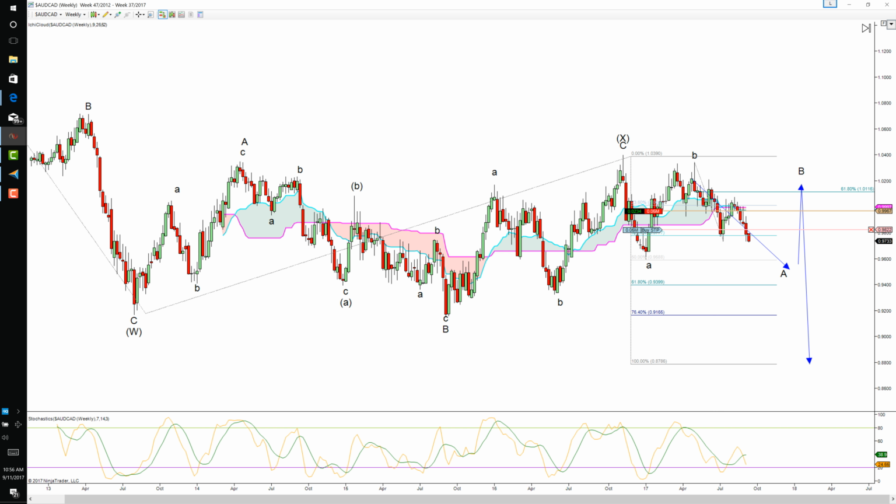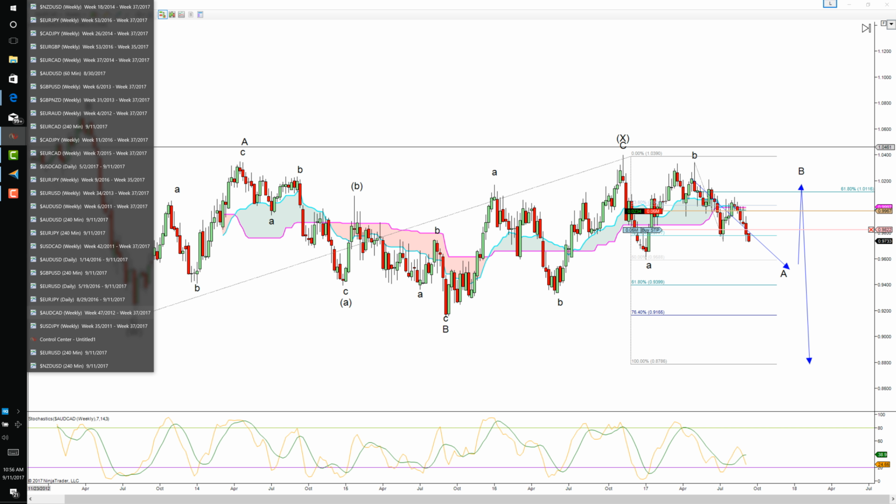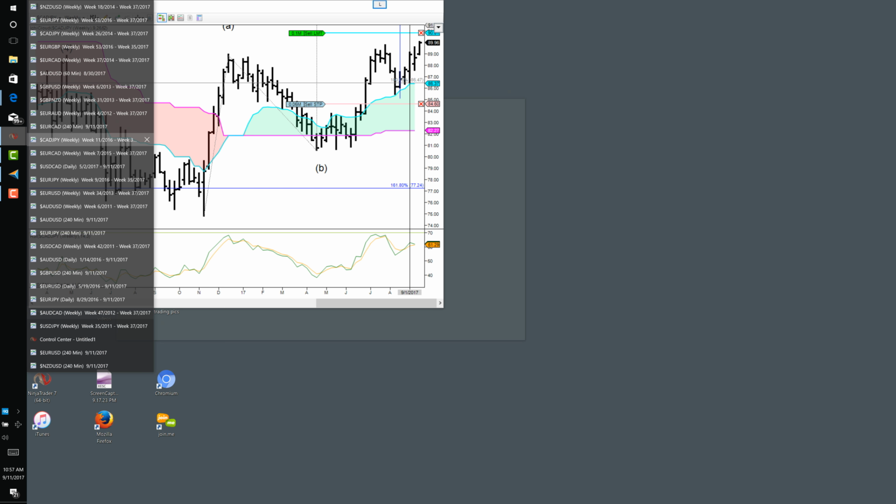Because this count is a little difficult to see, it could be a leading diagonal, or it could be an ending diagonal. It does appear to be a diagonal, but it needs to break through the support level of 97.28 or 31 or whatever that is right there. So I'll keep an eye on that, if anyone took the trade that I spoke about with this market about a week ago.